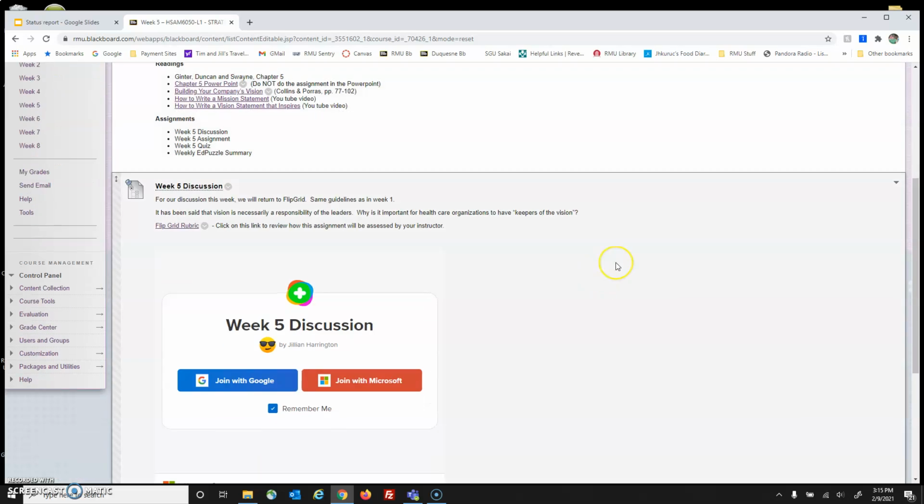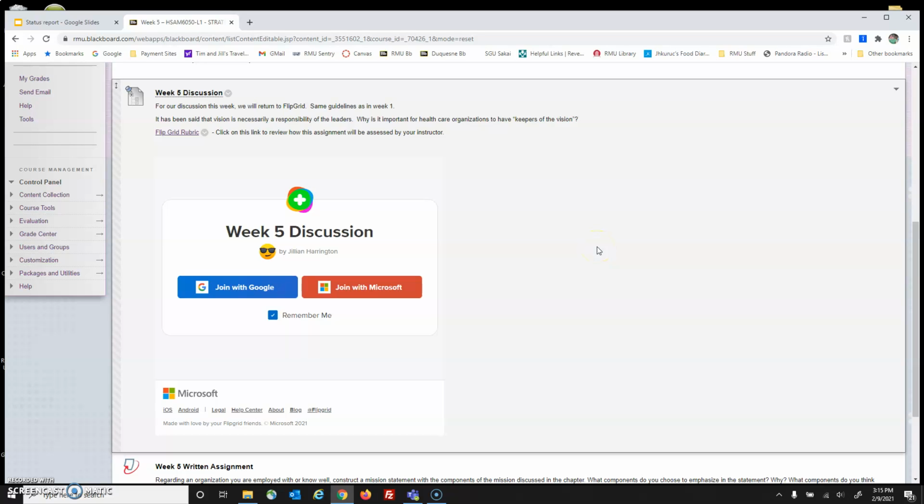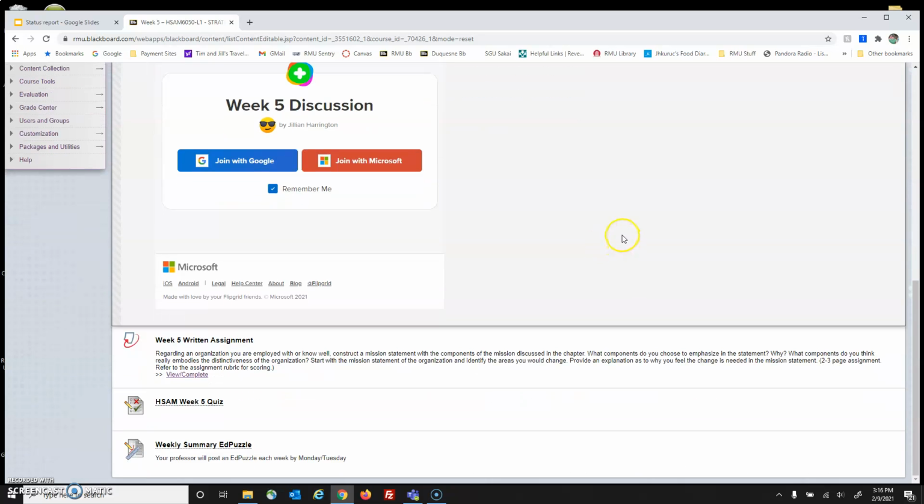We have a discussion this week about leadership and vision, and how leaders play into the vision aspect. So definitely take some time to look at the vision of an organization versus its mission, and think about that when you're doing your discussion this week. We also have a written assignment for a mission statement.